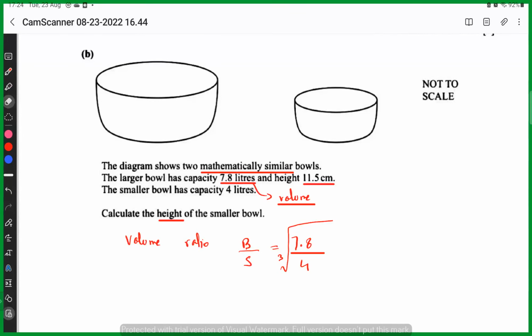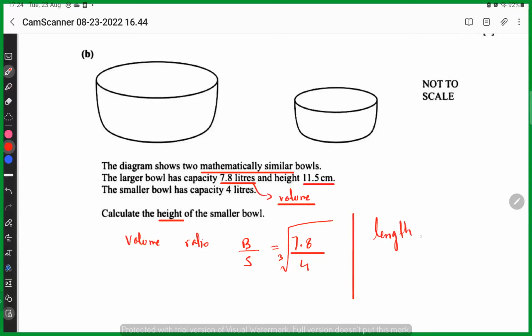Okay, let me see how many students are there. Okay, acha. So how do we take cube root? Use your calculators, press shift, then the square root button, you would automatically get cube root. Then 7.8 divided by 4, 1.2493. Okay, just write the entire thing. Yes. Very good.